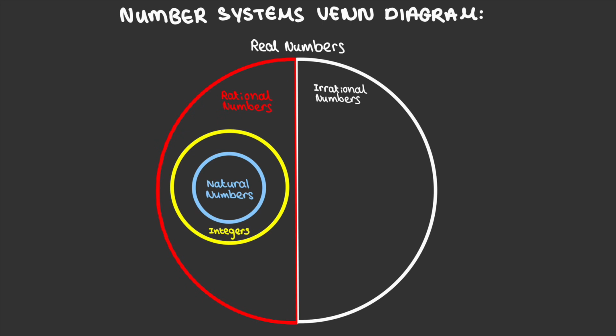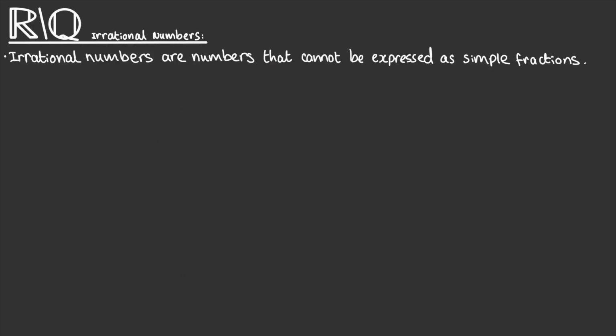Here is an updated version of the Venn diagram that we took a look at in the last video. You can see that the set of integers and natural numbers are inside the set of rational numbers. Irrational numbers are numbers that cannot be expressed as simple fractions. What does this mean exactly?